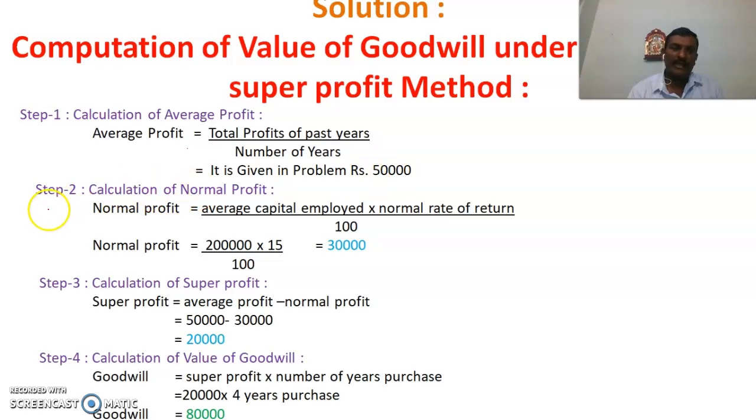Okay, now the second step is here calculation of normal profit. So normal profit calculate ಮಾಡಬೇಕಾದ್ರೆ ಅದಕ್ಕೇನು ಫಾರ್ಮುಲಾ ಇದೆ ನೋಡಿ. Here normal profit is equal to average capital employed into normal rate of return divided by 100. ಹಾಗಾದ್ರೆ ನಮಗೆ average capital employed ಬೇಕು.